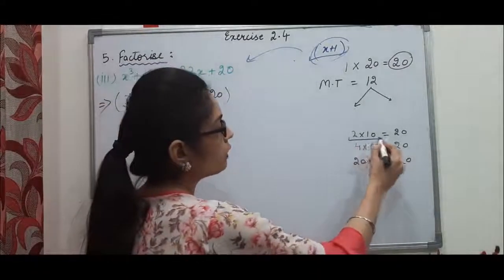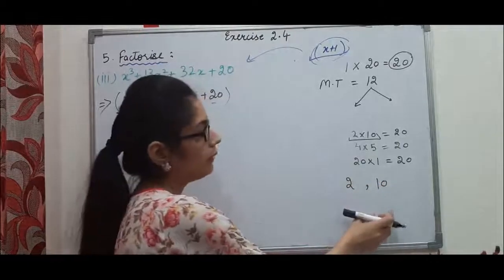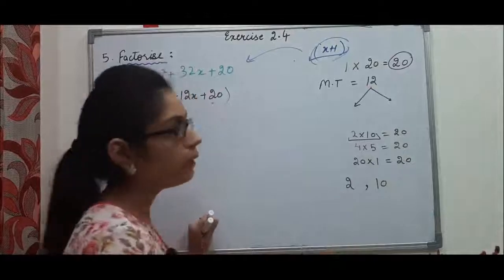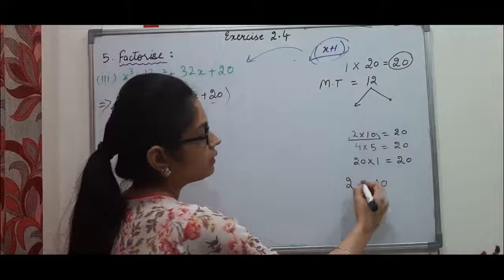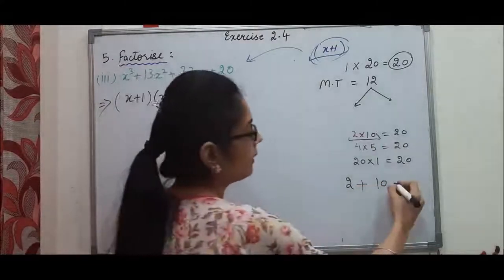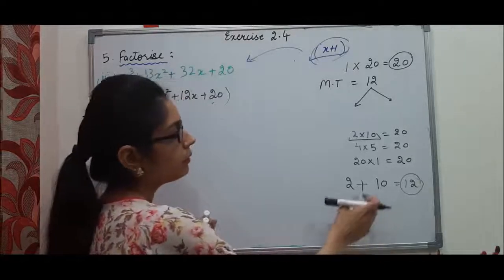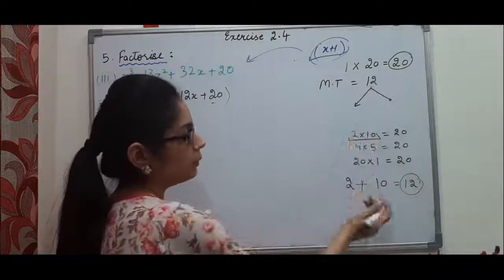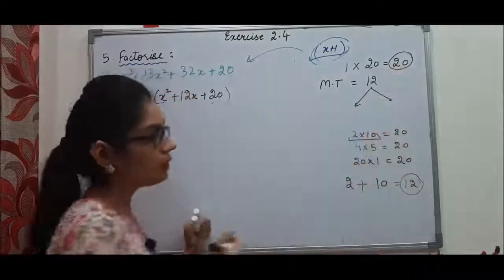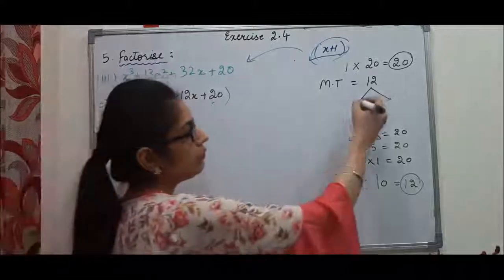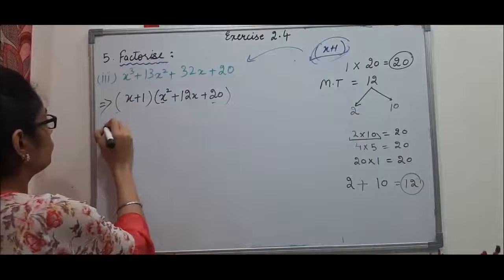Now if I choose the first two numbers, 2 and 10. If I multiply 2 and 10, I will get 20, which is my requirement. Now the sum I also need is 12. If I add these two, 2 plus 10, I will get 12. Which means these two numbers fulfil my requirements. Their sum is equal to the middle term and their product is equal to the product of the first and last. So this 12 I will break down as 2 and 10. So here I will use it.